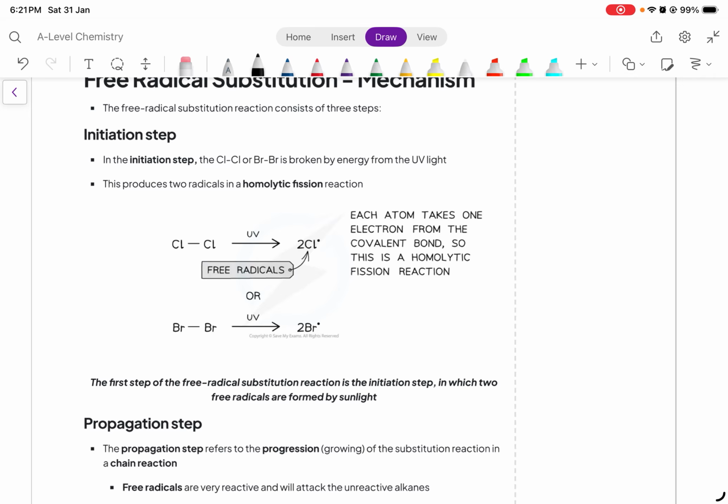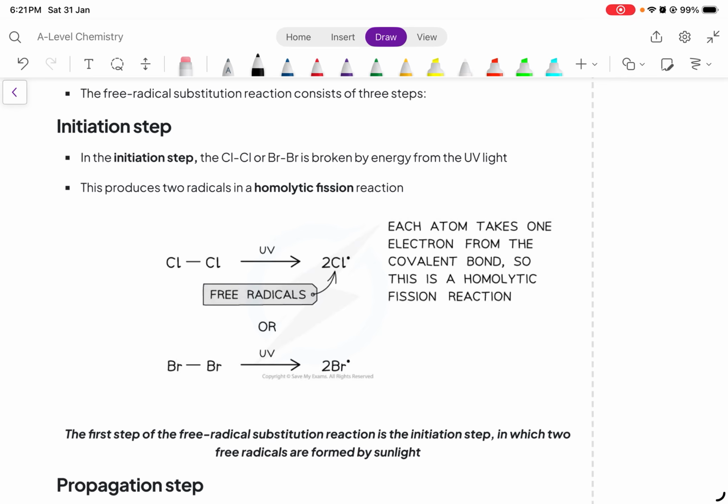The initial step usually involves chlorine or bromine, which needs to be acted on by UV light to break the bond. Of course, it requires some energy to break the bond, so that's the reason. This results in homolytic fission. Remember, it makes a homolytic fission, which means the electrons are shared between them. You can see there's an electron here, and an electron here.